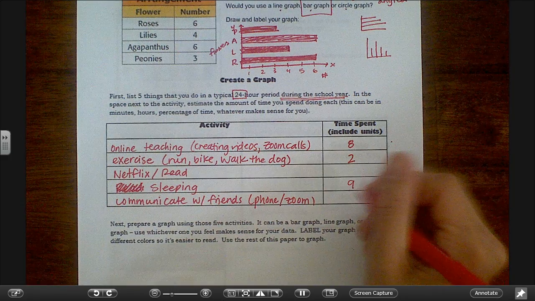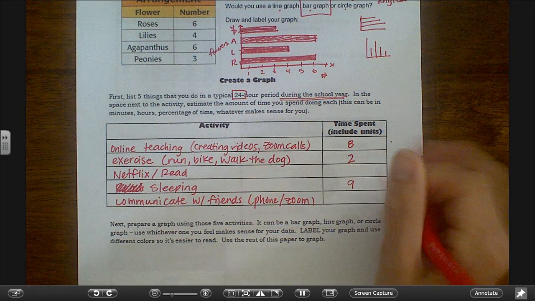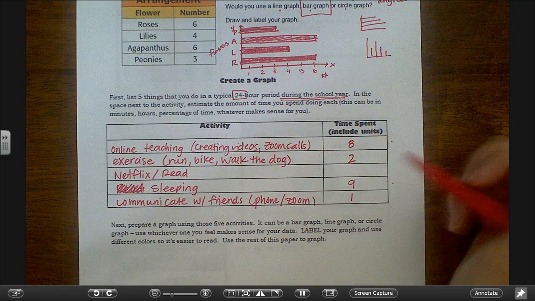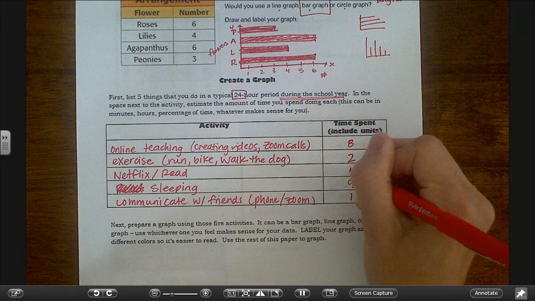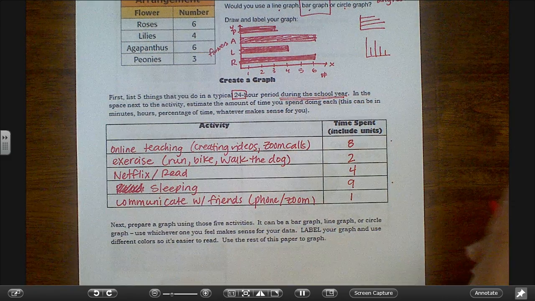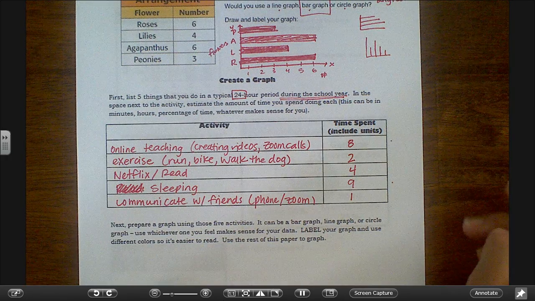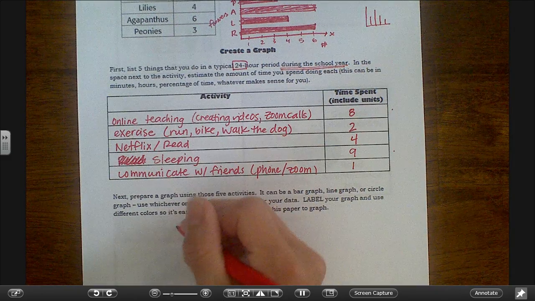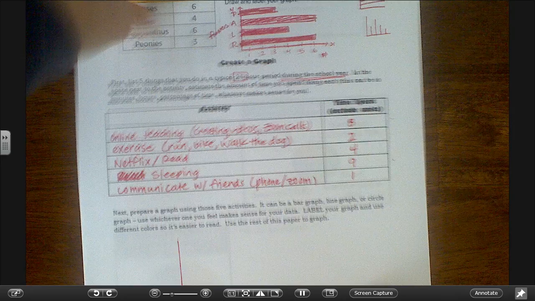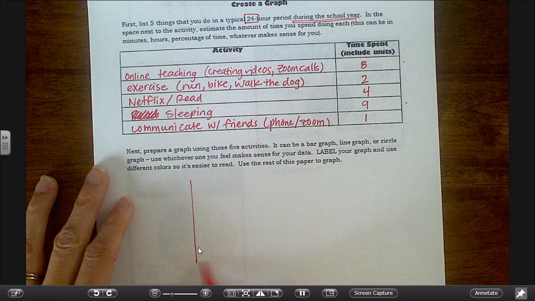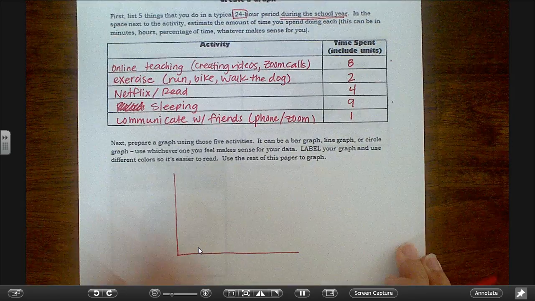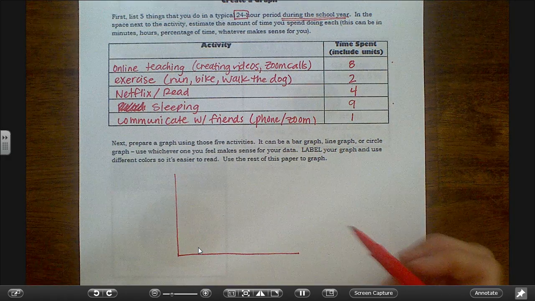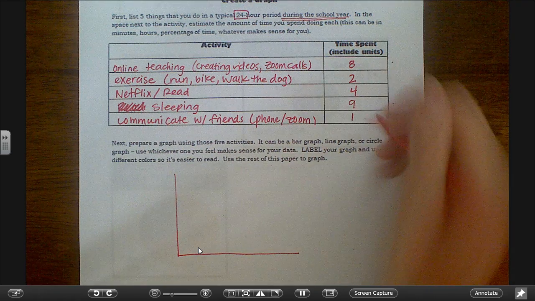I would say I communicate with friends about 1 to 2 hours a day on average. Let's go with 1. So I have 10 here and 10 here. And I definitely watch about 4 hours of Netflix or read for 4 hours. So there you go. So you'd make a graph with those. And again, it's up to you. I would do a bar graph here. You could do a circle graph. That would be a little bit, again, difficult to get your central angles in. So the largest one I have is 9.